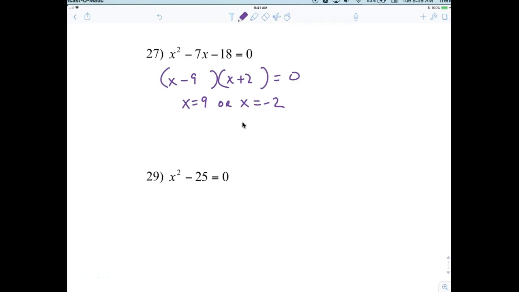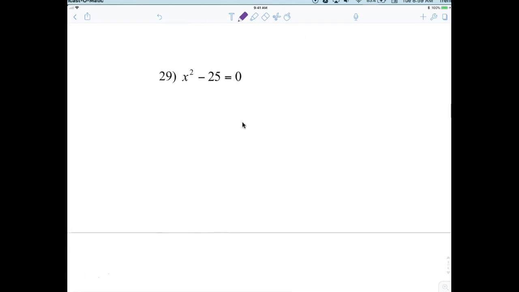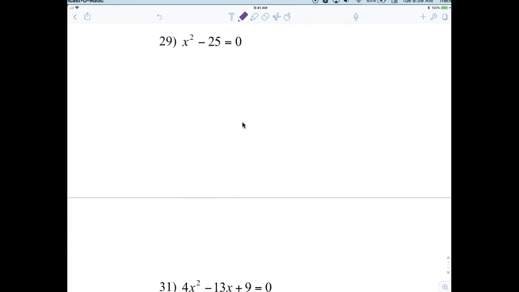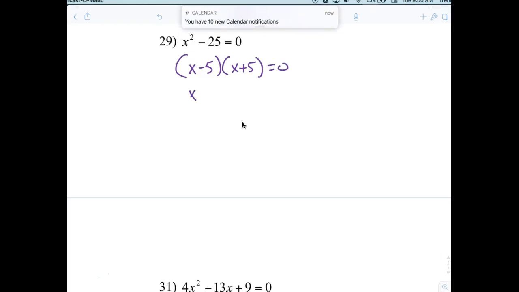All right, so let's take a look at 29. How do I factor x squared minus 25? Beautiful. X minus 5, x plus 5. So x is equal to 5, or x is equal to negative 5. Anybody have any issues with that? Any issues? Okay.